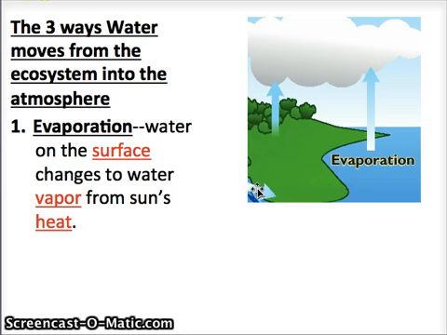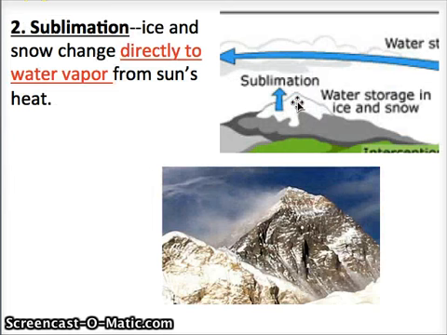Now, let's talk about the 3 different ways that water moves from the ecosystem into the atmosphere. The first way is evaporation, and maybe you have heard of this word before, but evaporation is when heat from the sun's energy actually hits the surface of the water right here, and because the sun adds heat, some of the water molecules escape from this body of water and goes into the atmosphere.